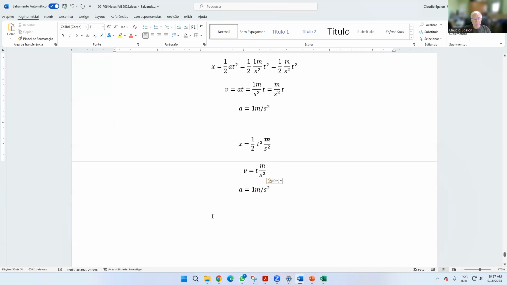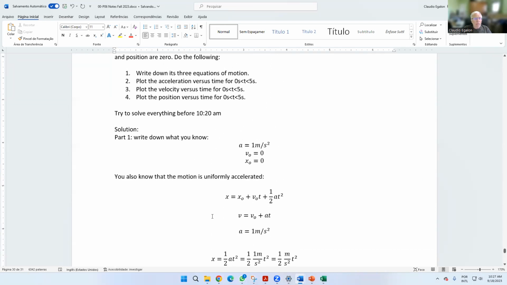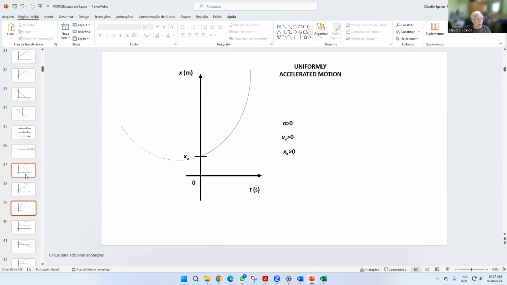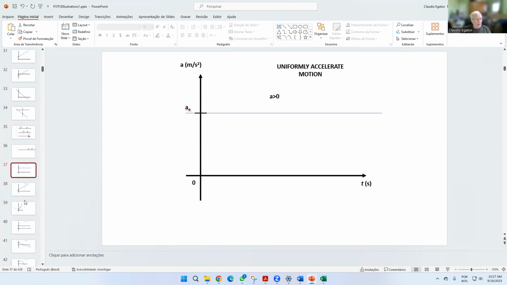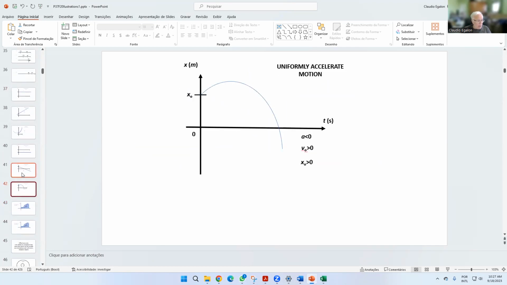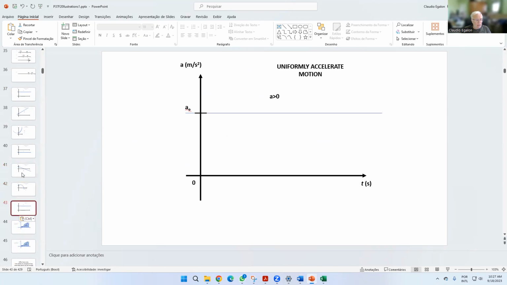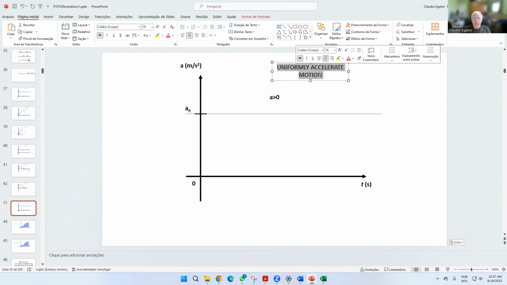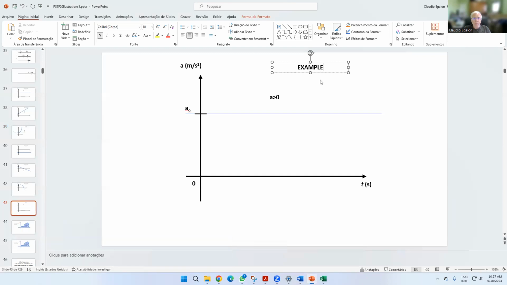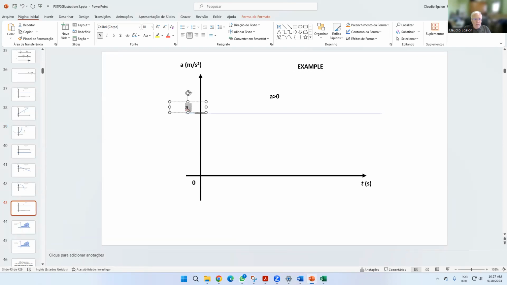Okay. So the next one, plot the acceleration versus time for t equal to 0 through 5. I can do that in PowerPoint. The first one is a very easy one because the acceleration doesn't change. I'm going to do that in PowerPoint, and by the way, I already have it. This graph that I plotted before is exactly the solution to that problem. And I'm going to paste it here, as an example, right? I'm going to put it 5. All I have to do is 5.